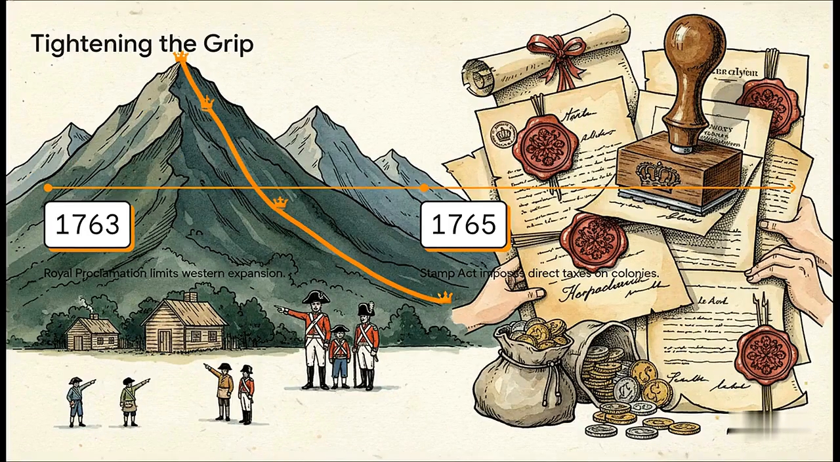First, the Crown physically restricted the colonists with the Royal Proclamation of 1763. This limited Western expansion past the Appalachian Mountains so they could organize their newly won territory. And then, they financially squeezed them with the 1765 Stamp Act. Guys, this was a massive shift. Parliament started imposing direct taxes on the colonies without even bothering to go through the colonial legislatures.